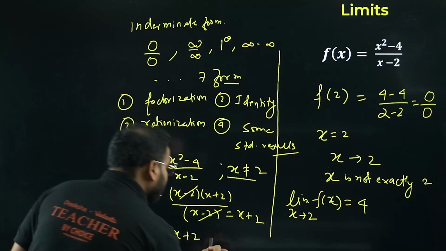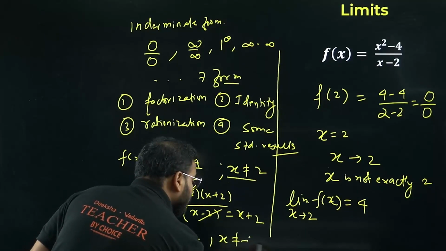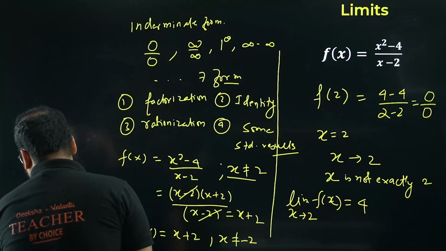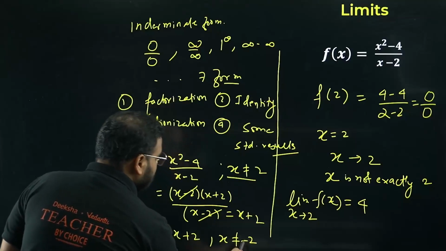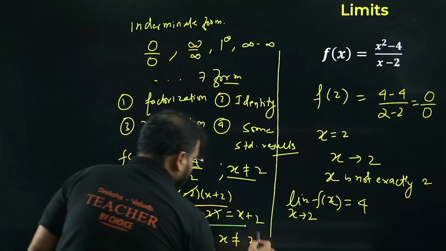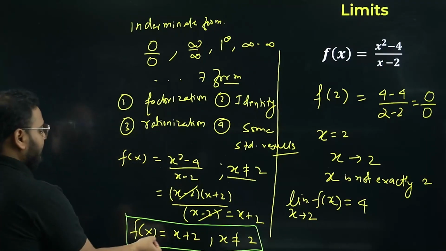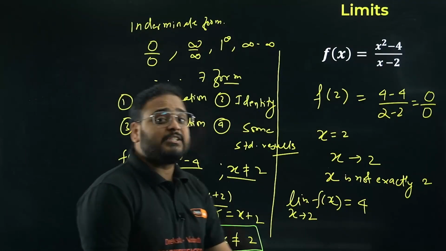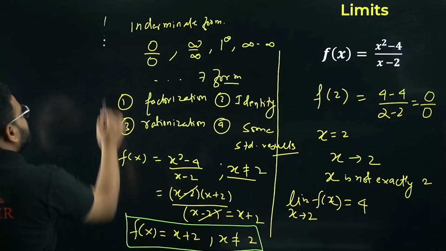But when, very important, when x is not equal to 2, sir. Excuse me, when x is not equal to 2, sir. This is very, very important. This is the function's definition now. The function's definition is given like this: f(x) equals x plus 2, provided that x is not equal to 2. When that is known, please check how this graph will look.